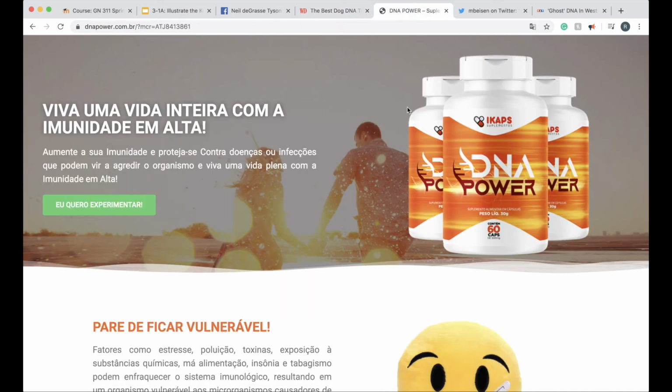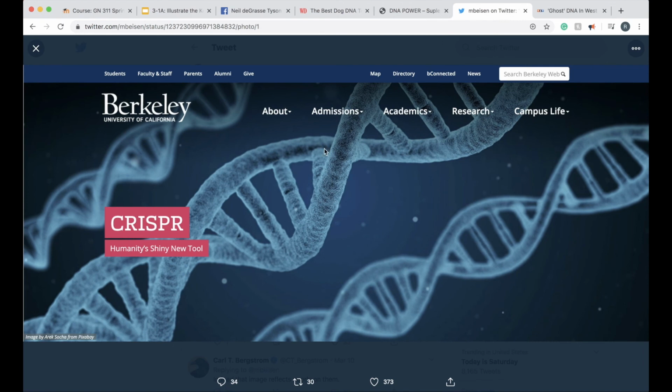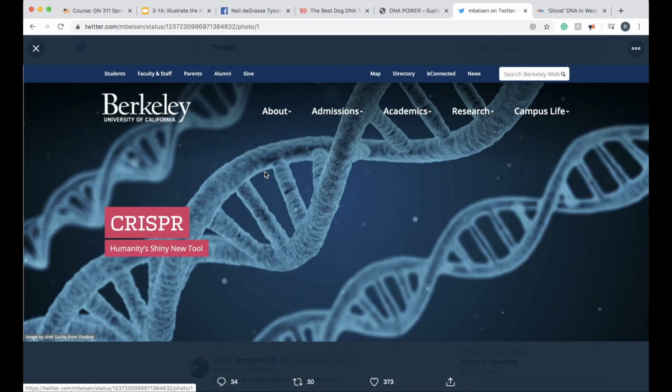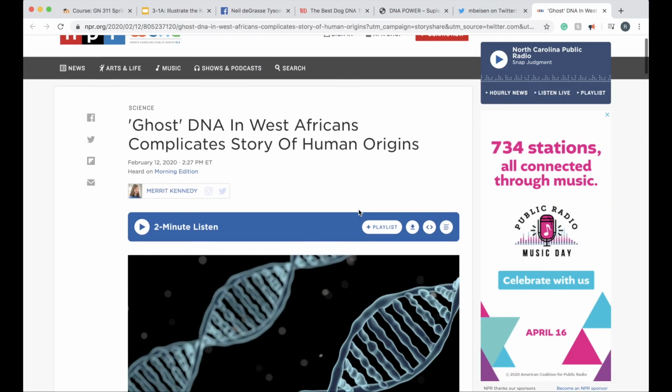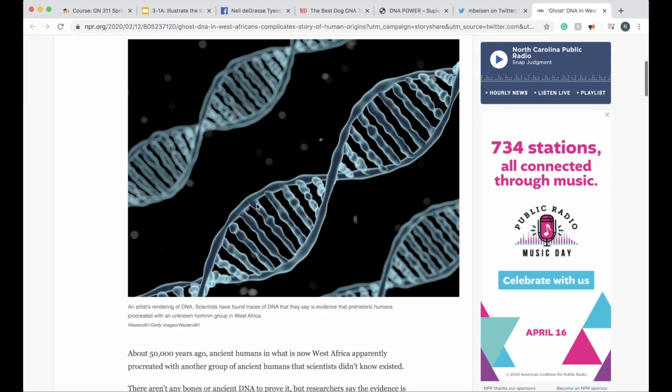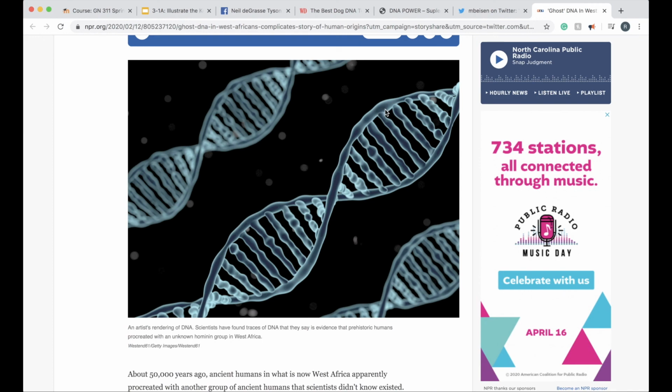It can also be seen on this bottle of vitamins. You can go up and to the left with this label. It can also be seen from this tweet on March 10th, showing that the University of California, Berkeley has this on their website, where it goes up and to the left, this DNA structure. You can see it in the background as well. And lastly, the NPR post posted on February 12th, 2020. You can see it in this photo as well, going up and to the left.